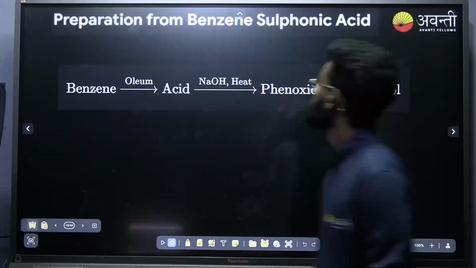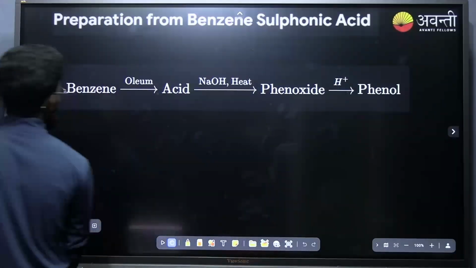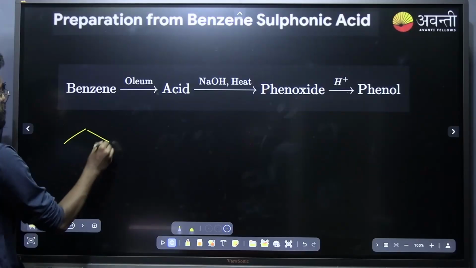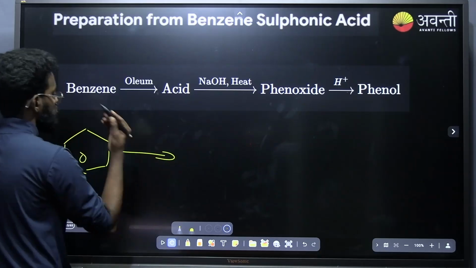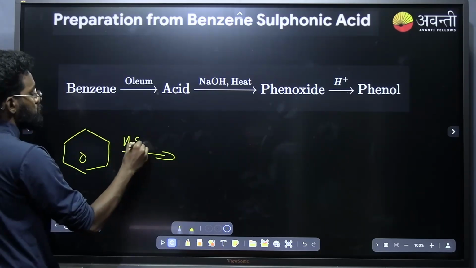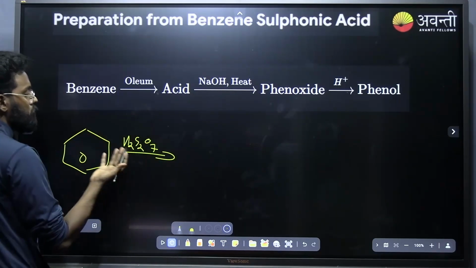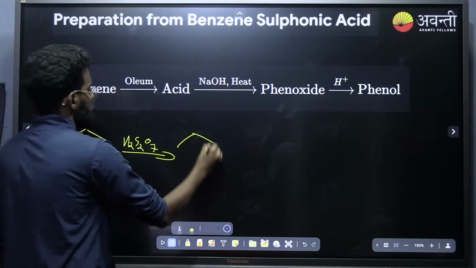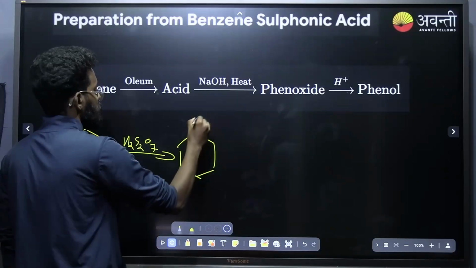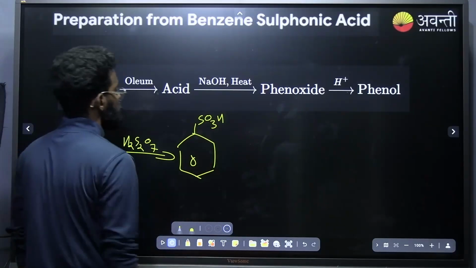Okay, next is method of preparation from benzene sulfonic acid, another method of preparation. That is also an easy method. I am taking benzene, and this benzene under sulfonation with H2S2O7, that is oleum, or we can take H2SO4, the product we get is SO3H, benzene sulfonic acid.